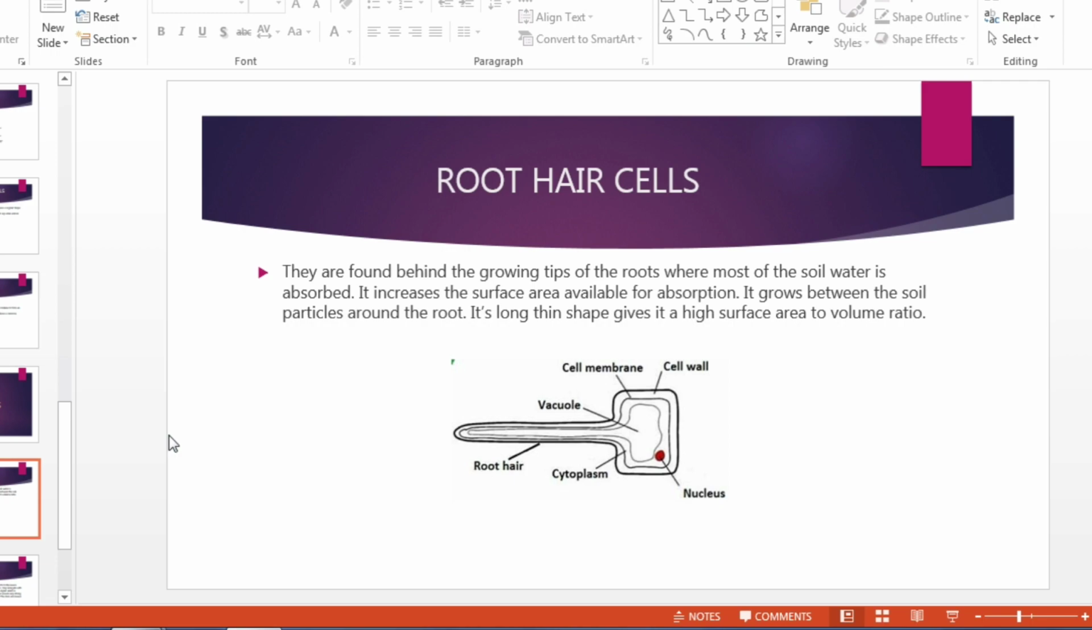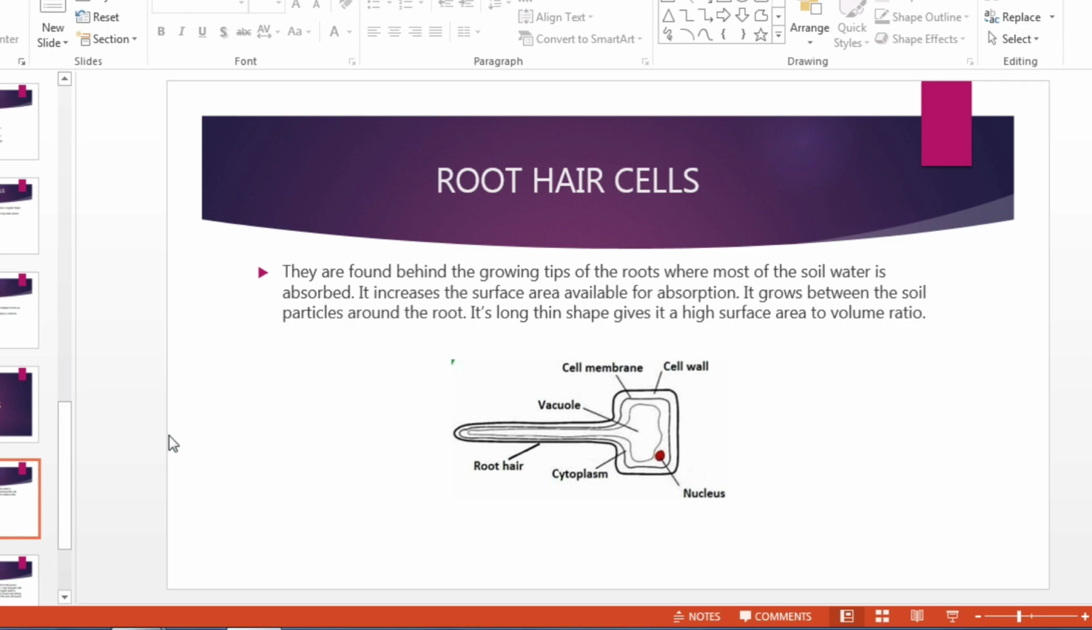The root hair cells are found behind the growing tips of the root, where most of the soil water is absorbed. So the basic function of the root hair cell is to absorb water from the soil, and they are found on the back side of the growing tips of the root. It is because the root grows between the soil molecules, where most of the water is present. So they grow where water is mostly present in that area to absorb water. So it grows between the soil particles around the root.